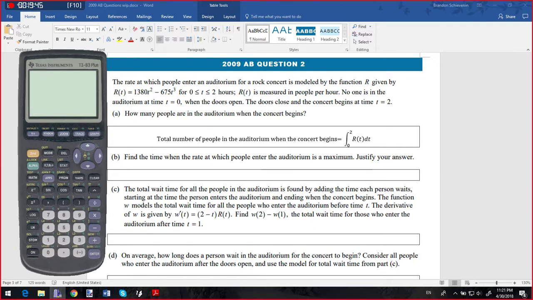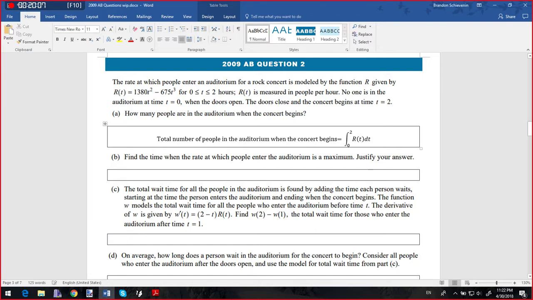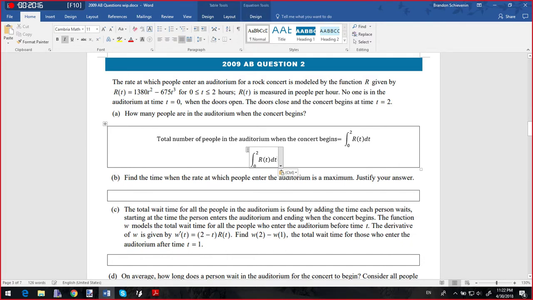So let me quit out and we'll do math, integral, of our variables, y variables, function y1, and then I'll plug in our function that we just typed, in terms of x, from 0 to 2. It gives me 980. So I could say, just copy this part, that integral is equal to 980. So there were 980 people total in the auditorium.